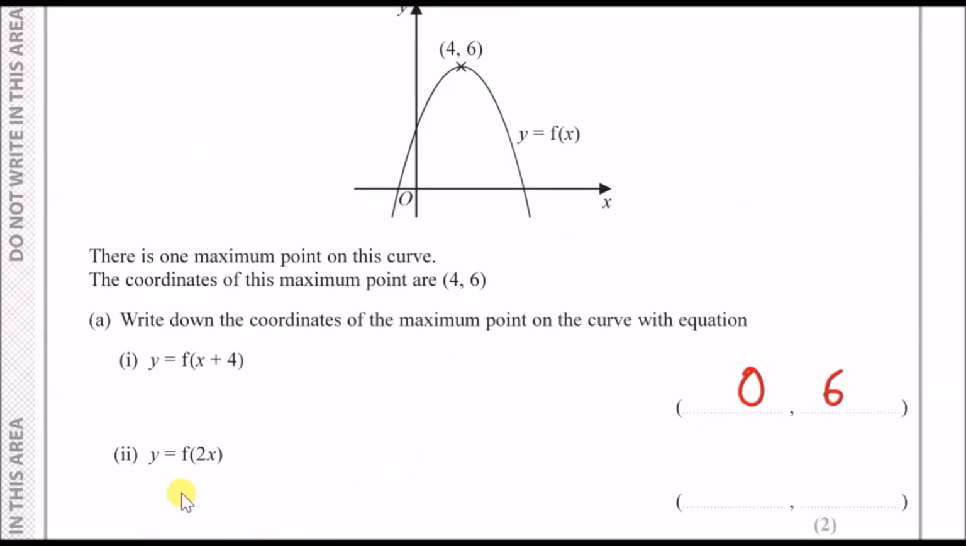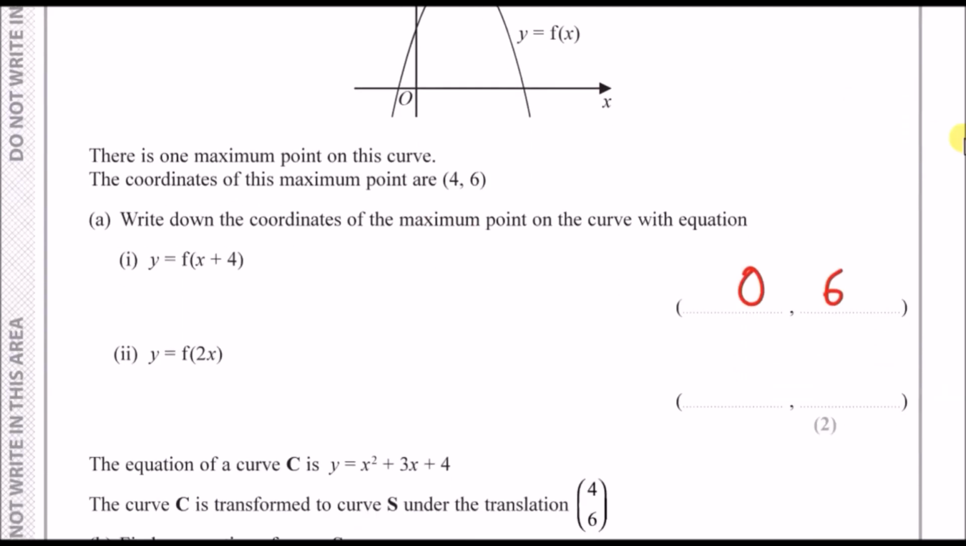And for y equals f(2x), again, you do the opposite. Instead of multiplying by 2, this means you're going to halve every x coordinate. So half of 4 is just 2. So it's going to be (2, 6).